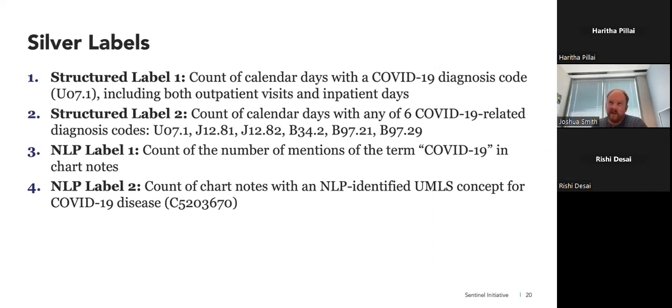The UMLS contains a lot of clinical concepts, and those concepts can range from fever to diabetes, so symptoms, diseases, and it has a number of synonyms for each one of these things. So we included the COVID-19 disease concept from UMLS because it would capture more than just the term COVID-19.